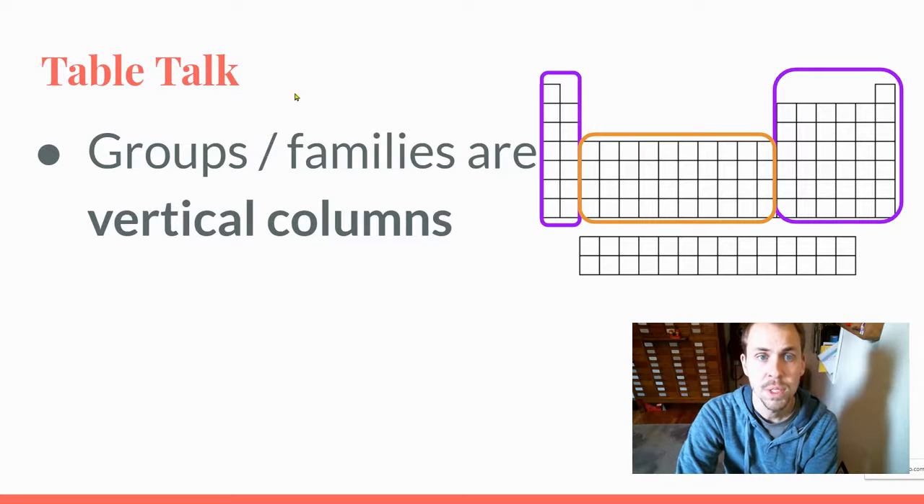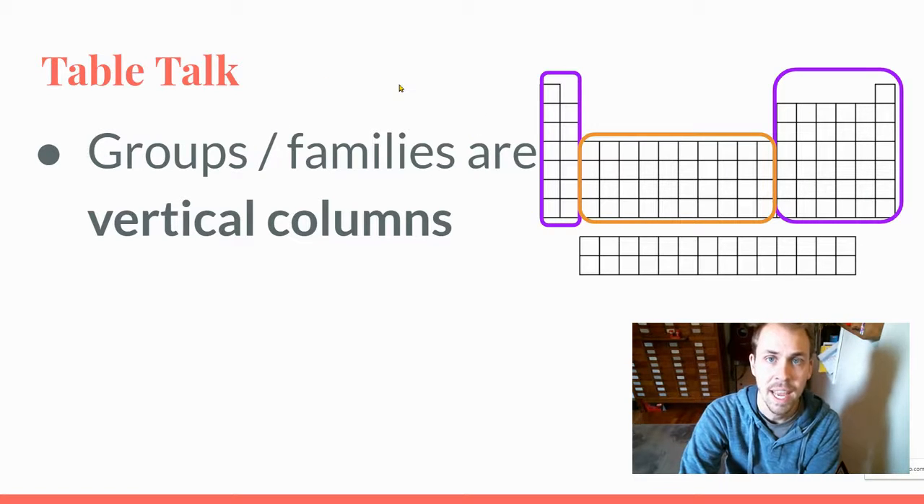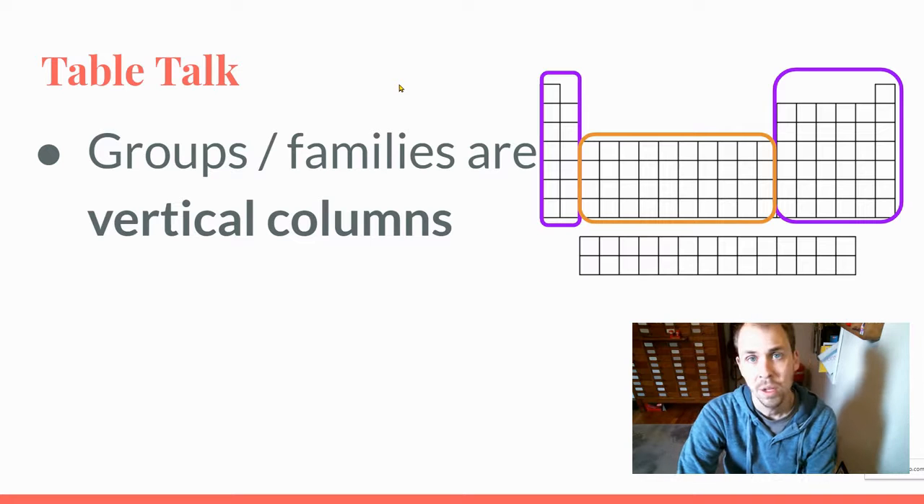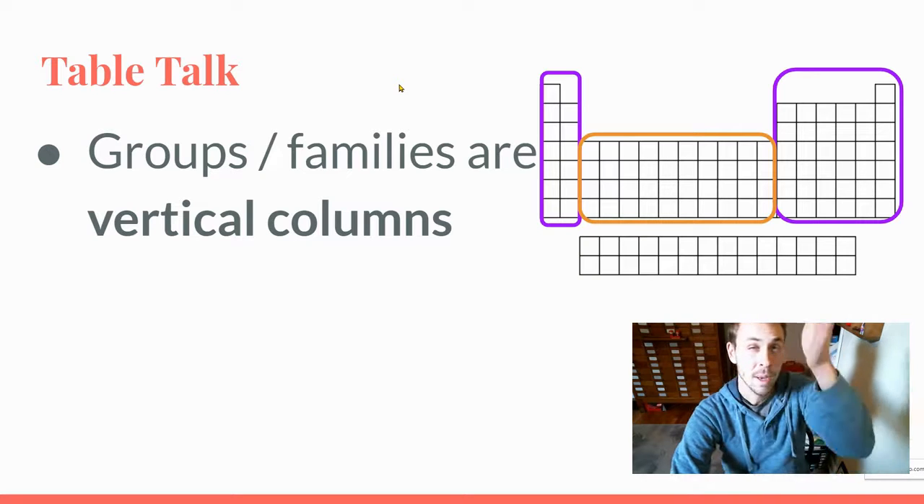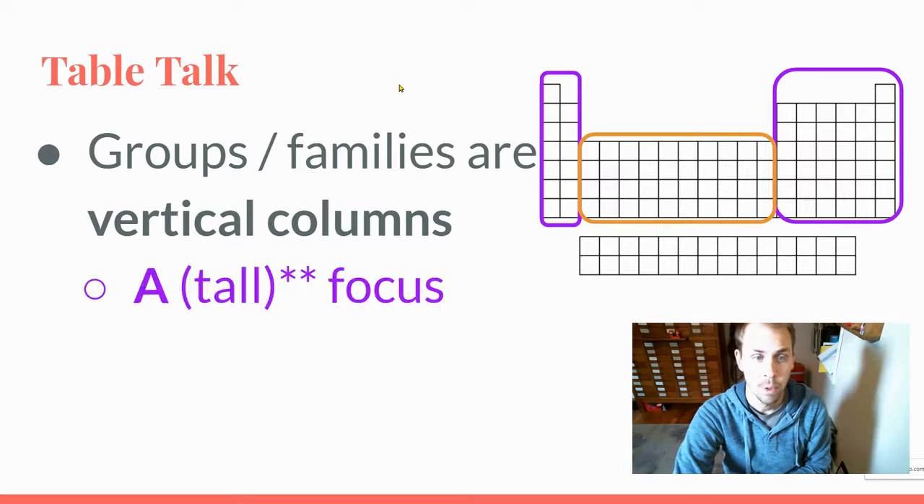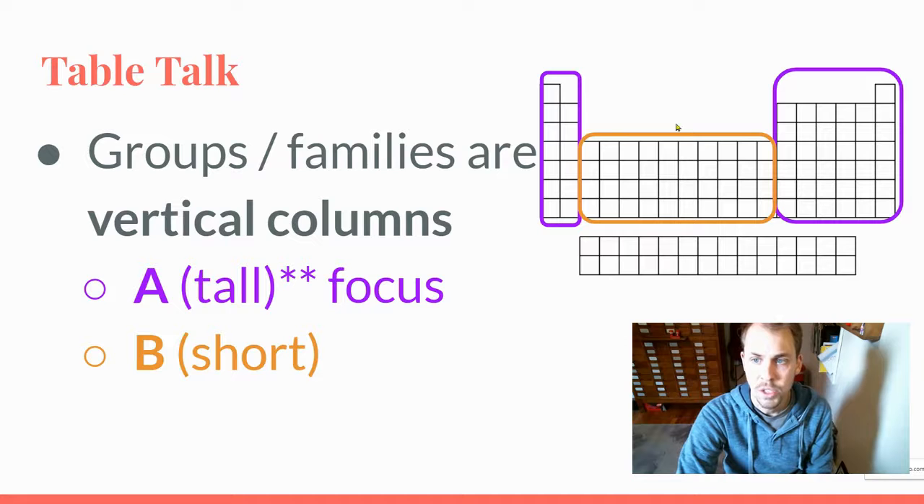We call those groups or families. So if I said, look at this group or look at this family, that means I'm talking about a column that goes up and down on the table. These ones that I've circled in purple are actually called the A columns, versus the short ones in orange here, which are called the B columns.